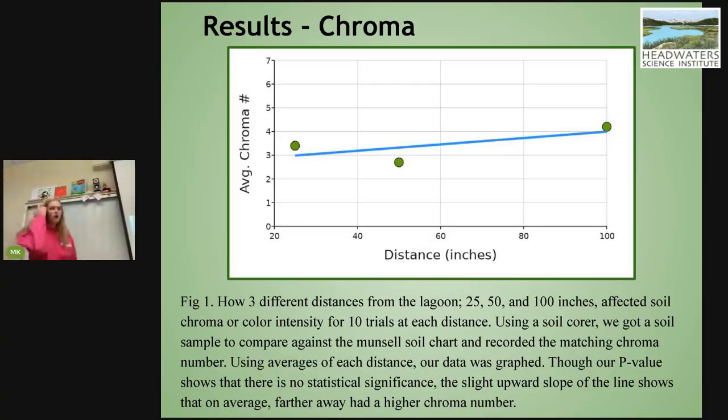All right, so I'm going to talk about our results a little bit. First, we made two different graphs, one for distance versus the chroma and one for distance versus the value. And we decided to graph the averages because it was a little bit easier to see. It got a little bit confusing with each data point because there were 10 for each, and as you can see, farther away at the 100 inches, there was a little bit of a higher chroma, which means that the soil was a little bit healthier farther away. And closer at 25 inches is a little bit lower. The 50, we'll get into this a little bit, but wasn't as consistent with our research.